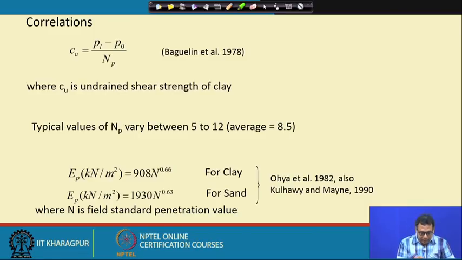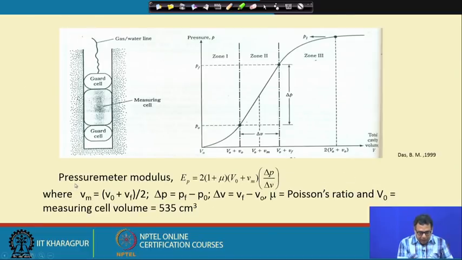Now, this pressuremeter modulus can also be correlated with the field-measured SPT values, and this correlation is given. This is for the clay and this correlation is for the sand, by which, if I know the N value, you can also determine the pressuremeter modulus, or otherwise we can determine the pressuremeter modulus with the help of this expression.